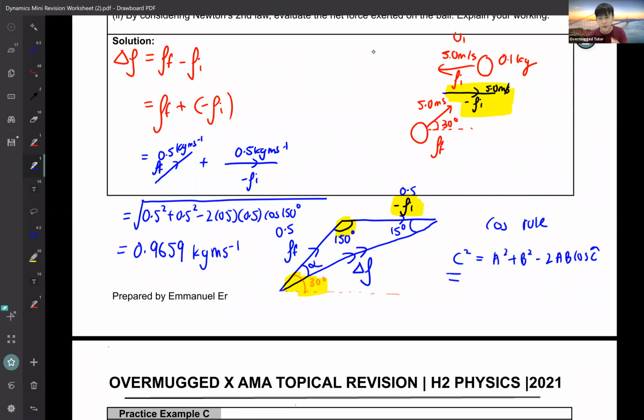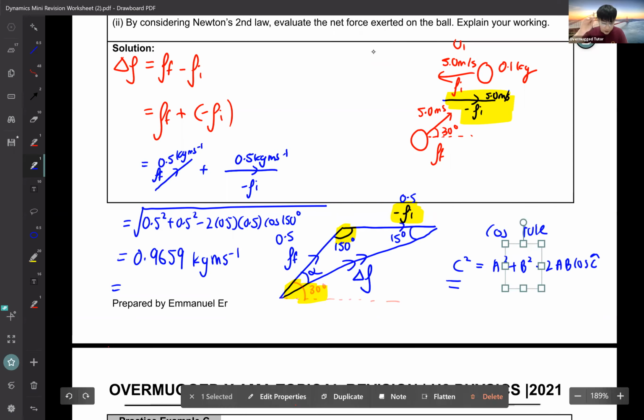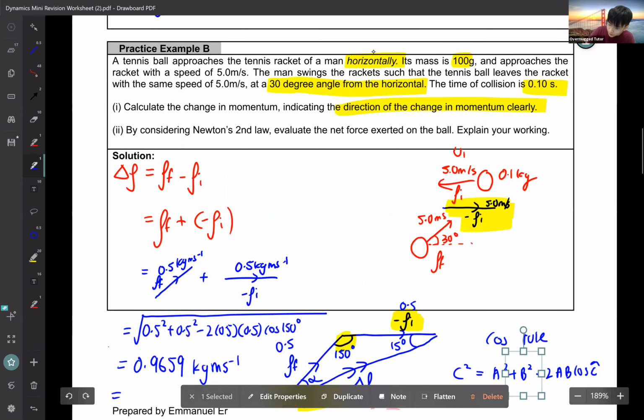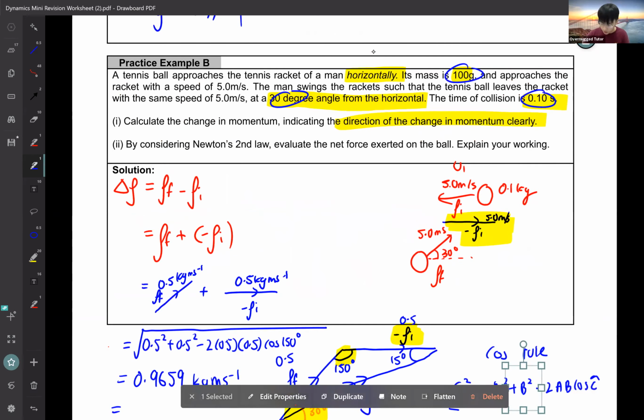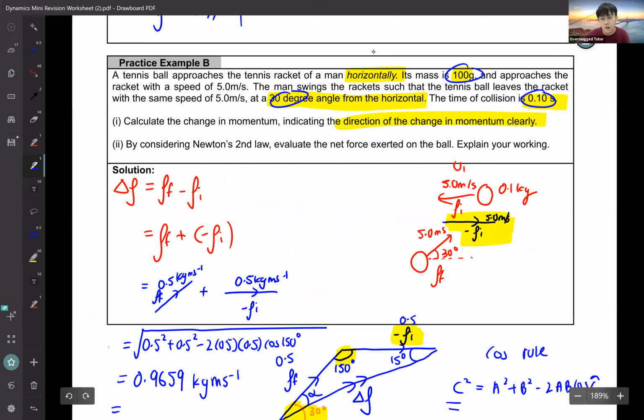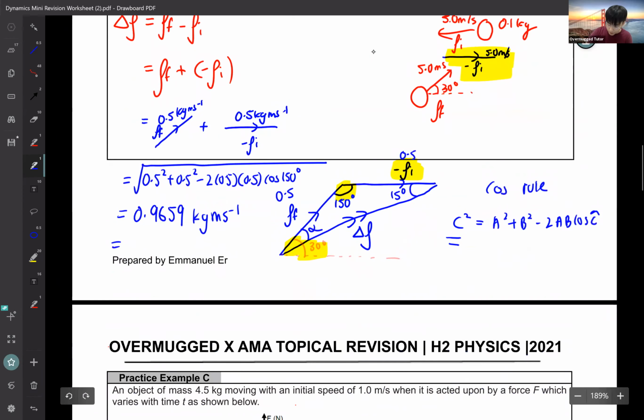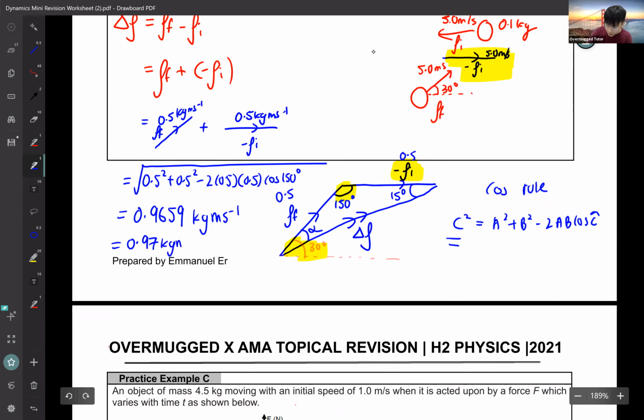So remember, every time you talk about a vector, you should always account for the magnitude and the direction. So I'm going to finally refine this, and I'm going to take into consideration the significant figures that they've given to me. The lowest significant figures in this question is clearly 2SF. So all I give is 2SF as my answer. 0.97 kg meter per second, and the angle is 15 degrees clockwise from final momentum. And so that is the answer for part 1.